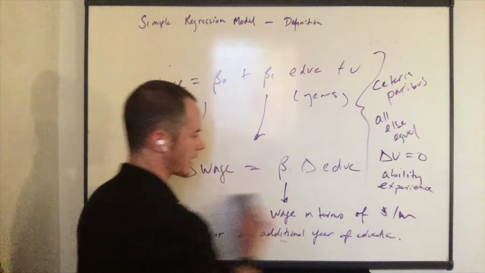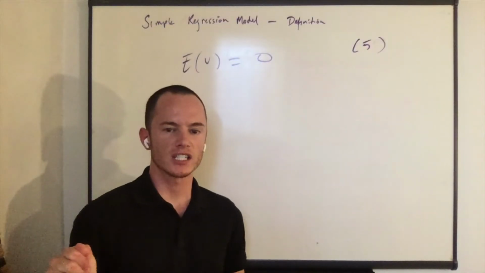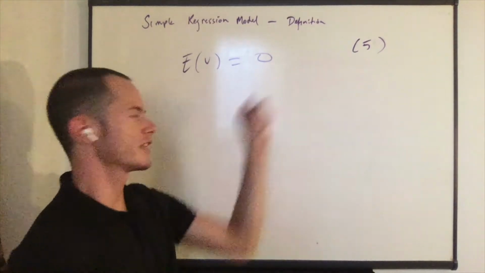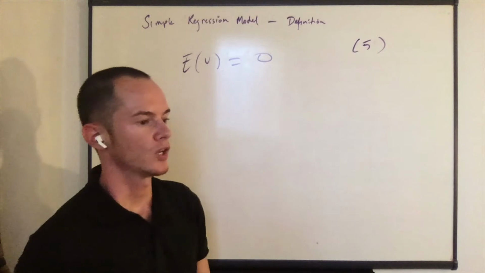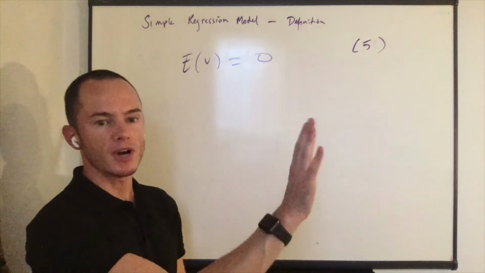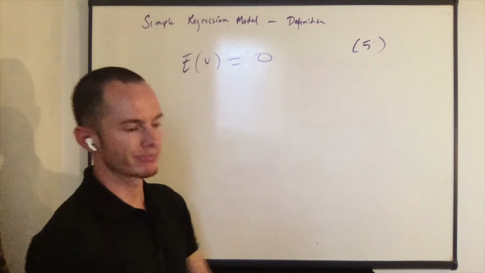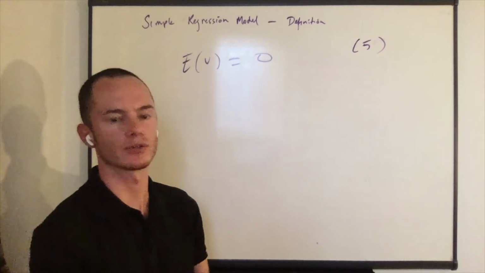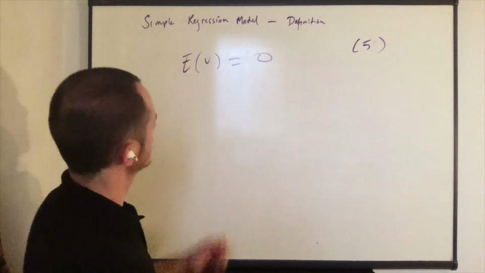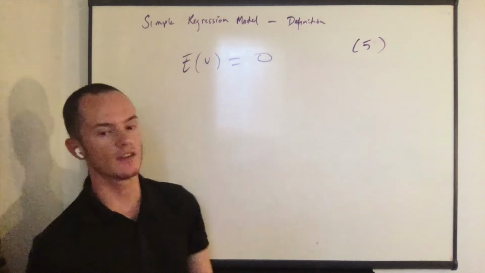Let's further define our model. Now let's discuss this error term u. The expected value of u is 0. Call that equation 5. This tells us that the errors above and below our predicted line average out, so that we have a mean of 0.